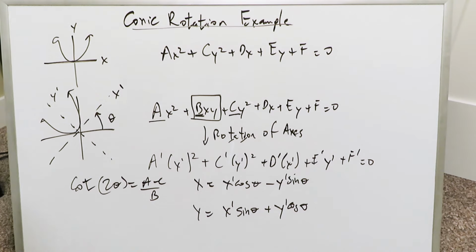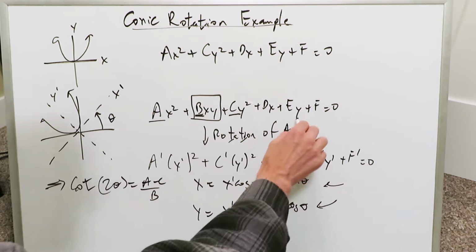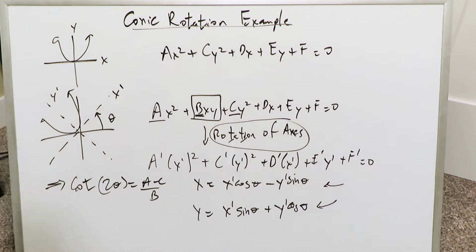These three equations right here, this one and these two, in terms of the substitutions, are what you need to help you achieve this rotation of axis. So let's look at one simplified example, and then we'll use that for the remainder of this video.